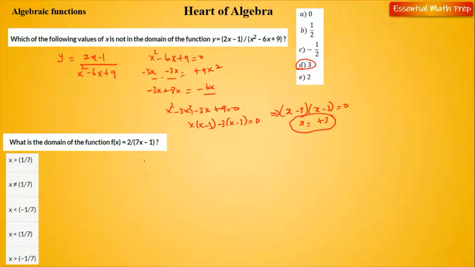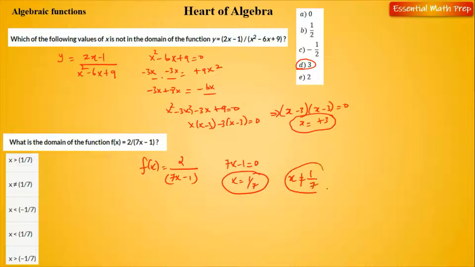What is the domain of the function f of x equals 2 over 7x minus 1? Again, the denominator cannot be equal to 0. So if you equate 7x minus 1 equals 0, x equals 1 over 7, which means if x equals 1 over 7, x is not in the domain of the function. But it's asking what is the domain of the function. That means x cannot be equal to 1 over 7, and that is the answer.